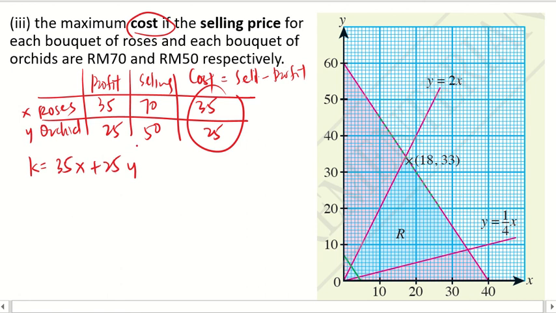Same as just now. So you will get the maximum, this one, the maximum cost. Also the same. So add this step if the question gives you a condition like this.